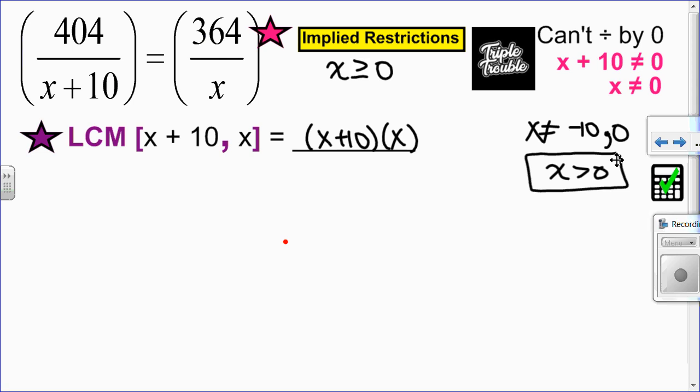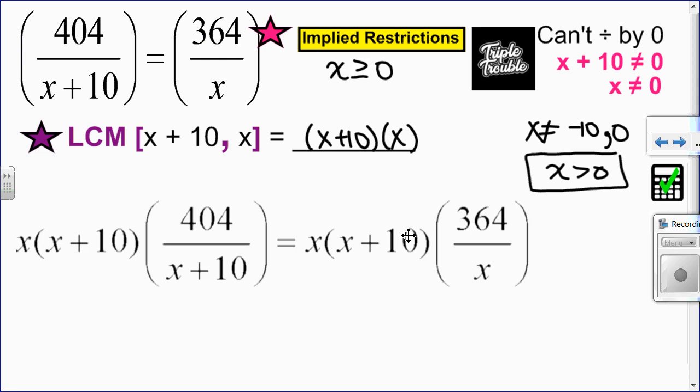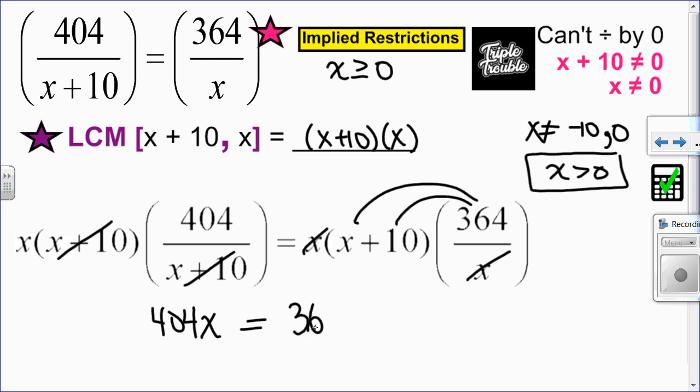So to solve this, I'm going to get rid of my fractions by multiplying every term on both sides of the equation by the lowest common multiple. So to do that, I multiply by x plus 10 and divide by x plus 10. I multiply by x and I divide by x. Let's see what we're left with. 404 times x equals, let's apply the distributive property, 364x plus 3,640. Okay, I have a nice linear equation.